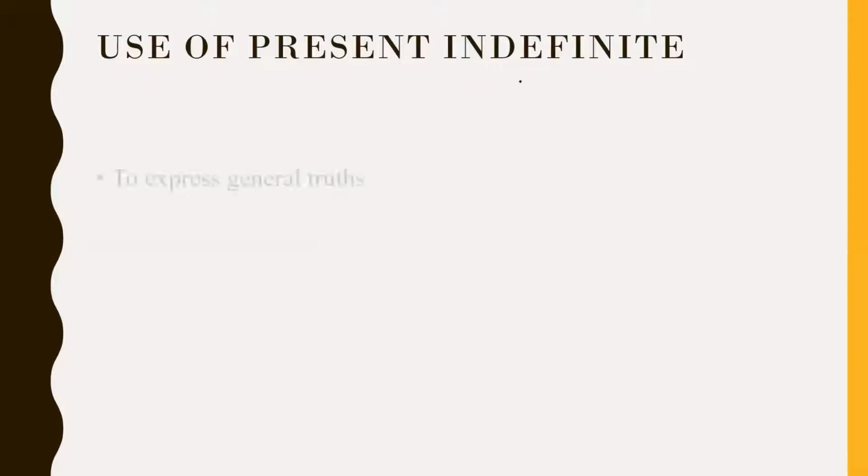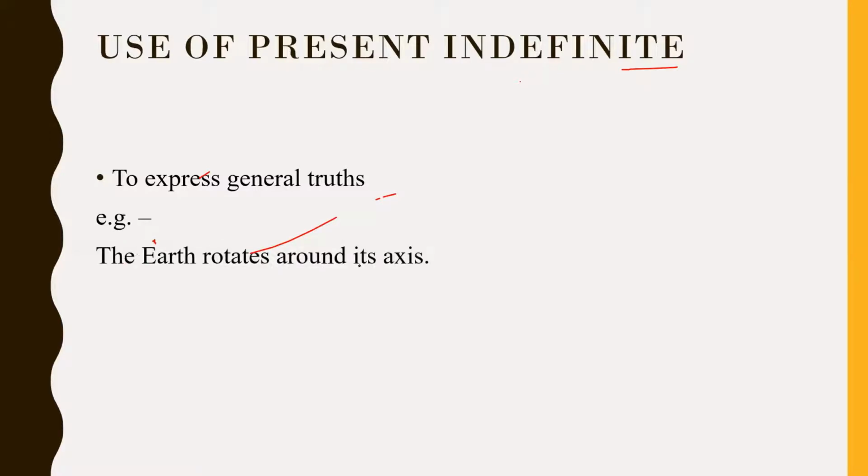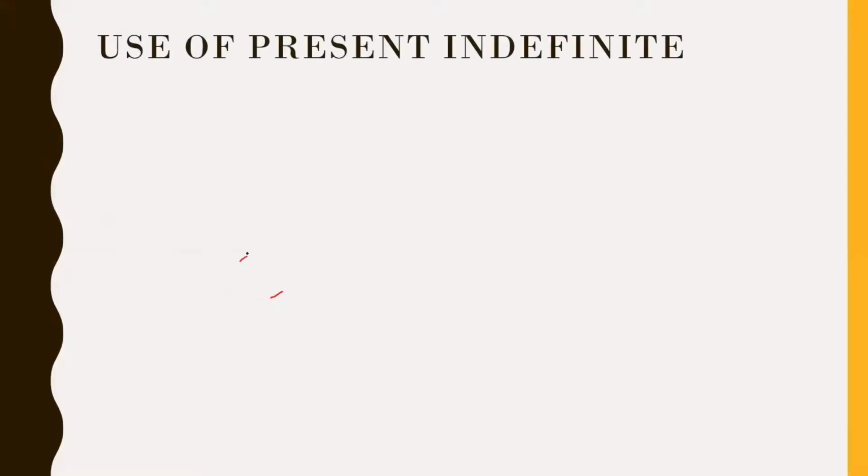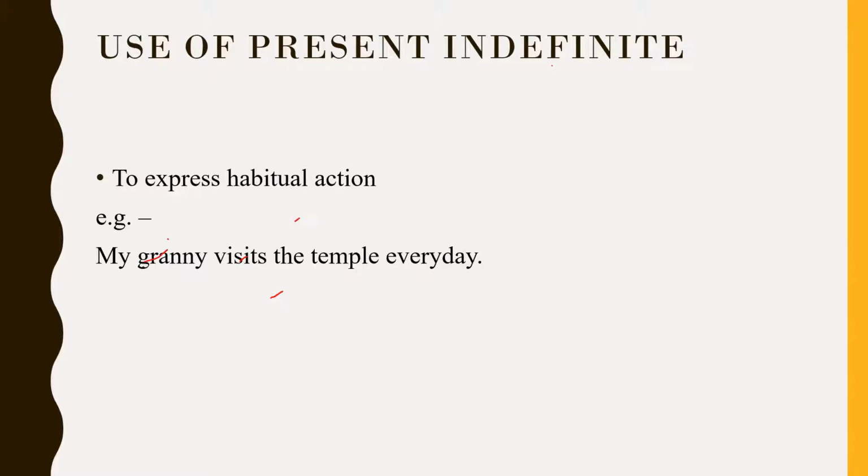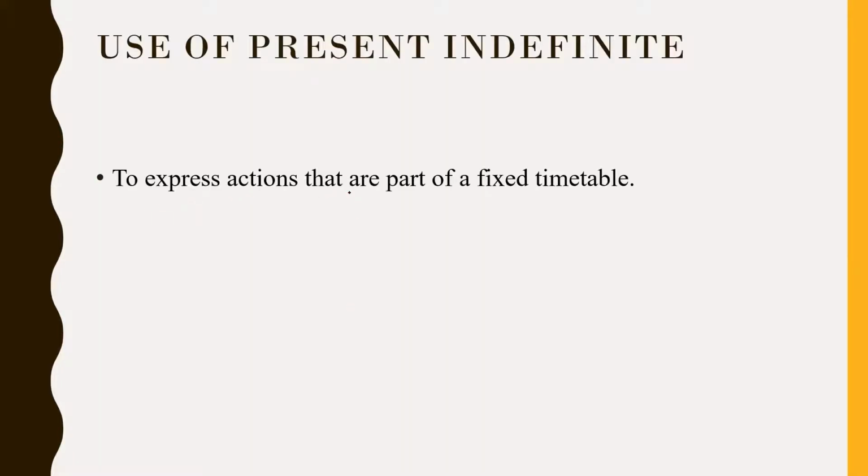Use of present indefinite. Present indefinite is also known as simple present. Use 1, to express general truths. Example, the earth rotates around its axis. Honey is sweet. Use 2, to express habitual action. Example, my granny visits the temple every day. I wake up at 5 a.m. every day. Third, to express actions that are part of a fixed timetable. Example, the school starts at 8 a.m.